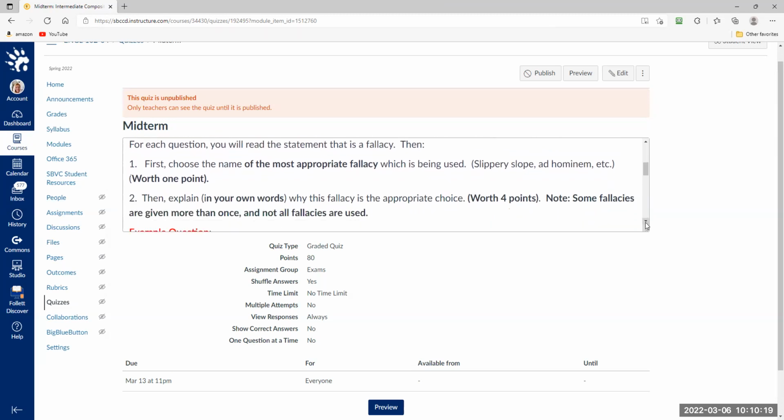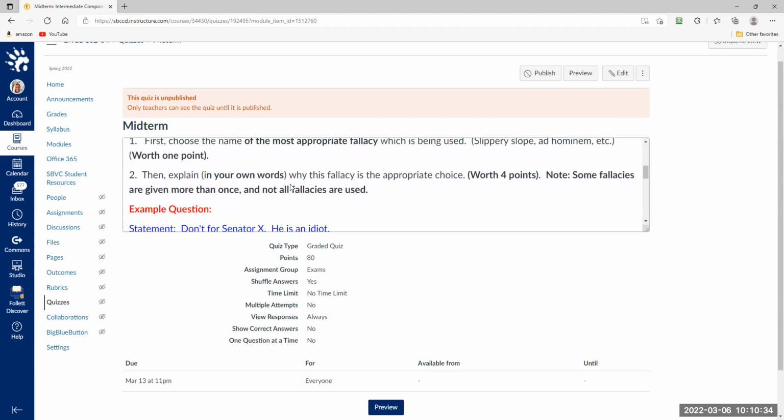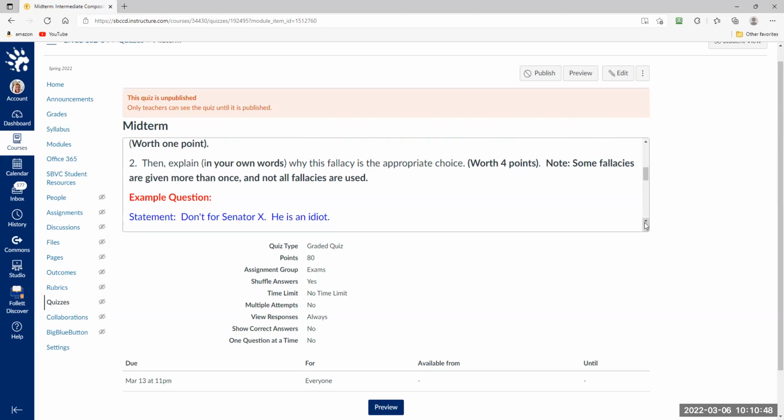So for each question, you're going to name the most appropriate fallacy, slippery slope, ad hominem, whatever it is. And then you'll explain in your own words why the fallacy is the appropriate choice. Note that I don't use every single fallacy in the book or PowerPoint, and some are used more than twice. So here's an example question.